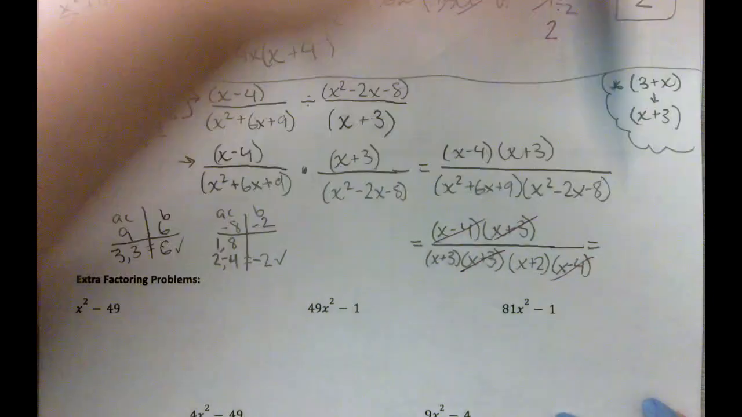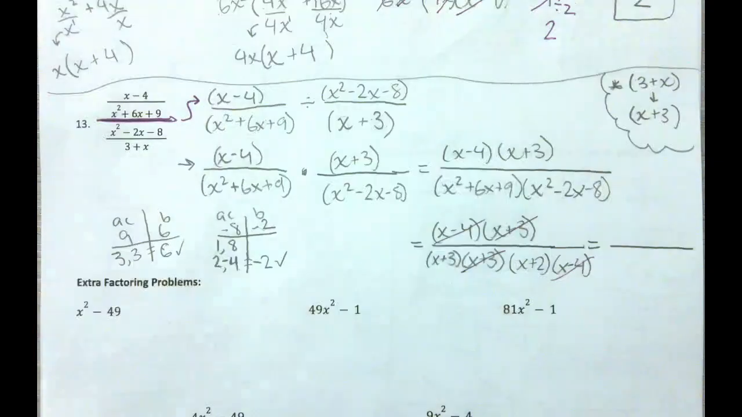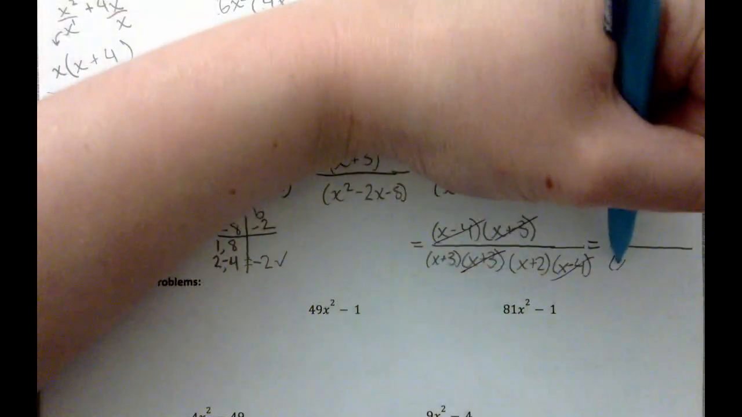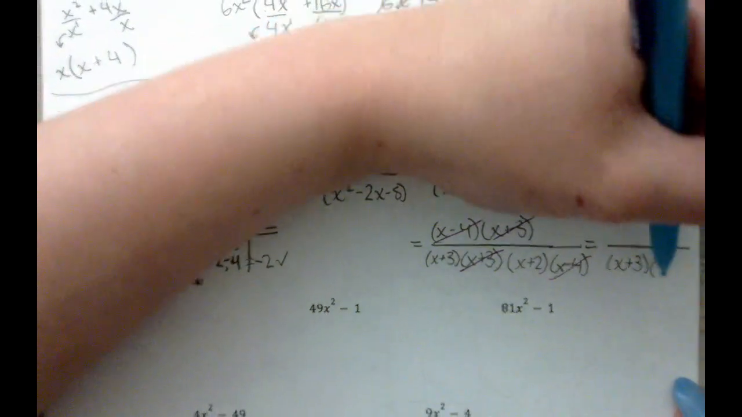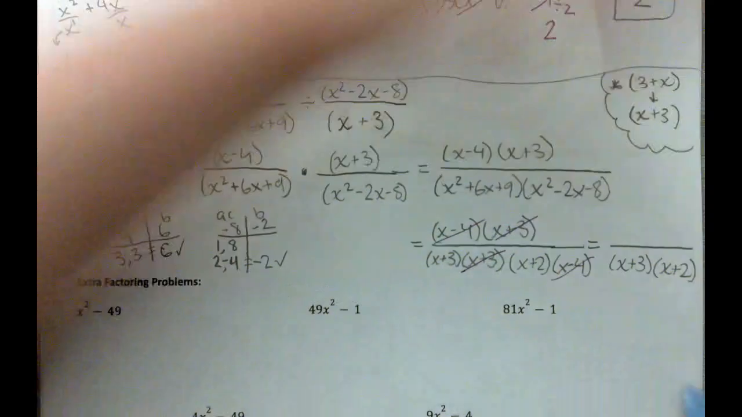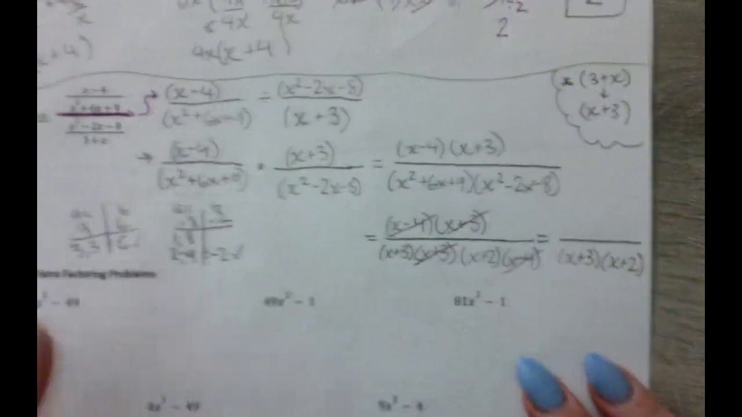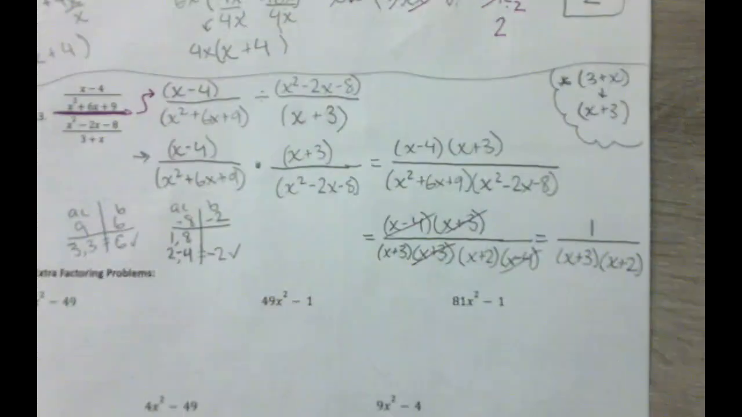Final answer. On the bottom, all we have left is x plus 3 and x plus 2. Reminder, when you have nothing on the top, it's a 1, not a 0.